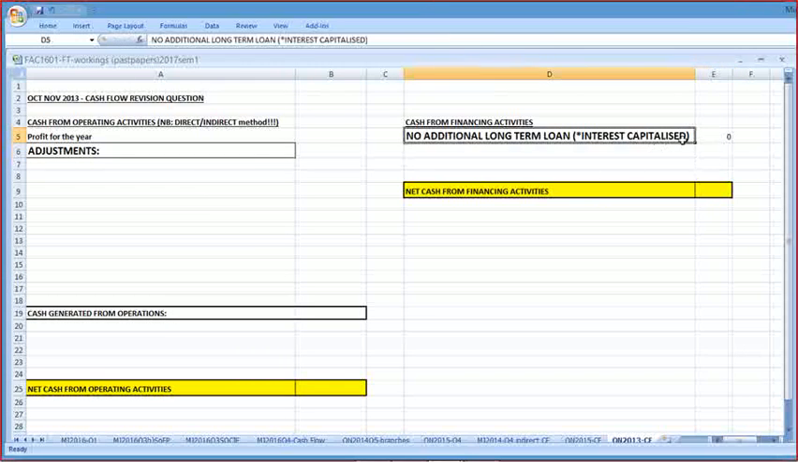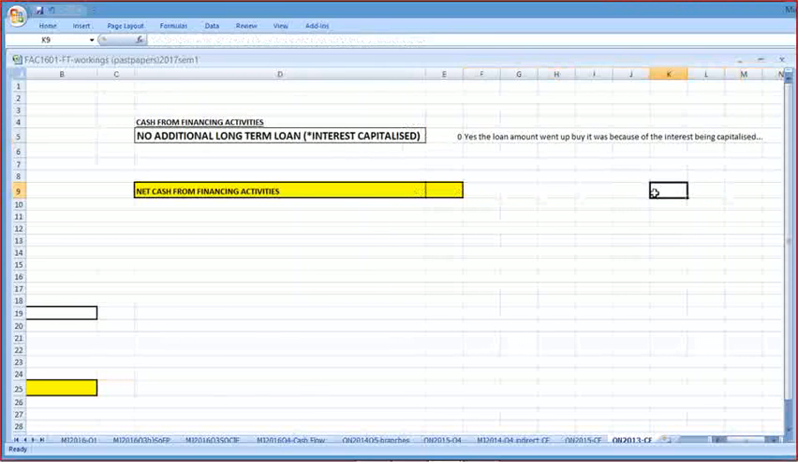Okay, so the answer here is actually 0 because they said interest was capitalized. Just a note here: the loan amount went up, but it was because of the interest being capitalized. If the loan is going up by interest that's being capitalized, you're not incurring any additional debt. There's no inflow or outflow in terms of the loan. Okay, next.